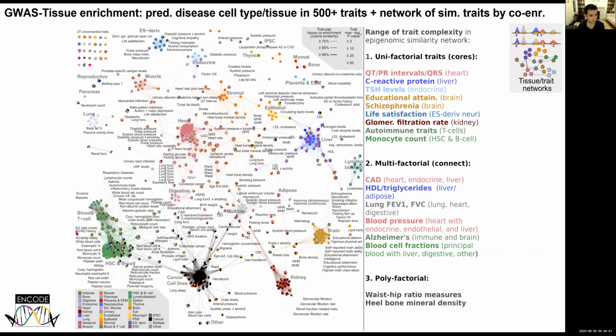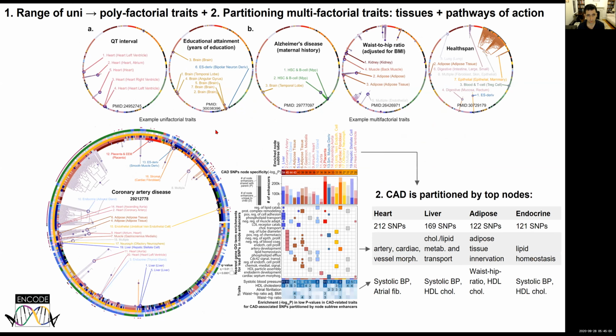By contrast, if you look at Alzheimer's, you see that it instead localizes not with the brain samples, but with the immune samples, which makes a lot of sense given the role of microglia in Alzheimer's. You also see in the middle traits such as coronary artery disease that involve many, many different tissues.